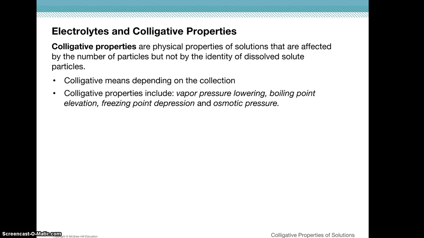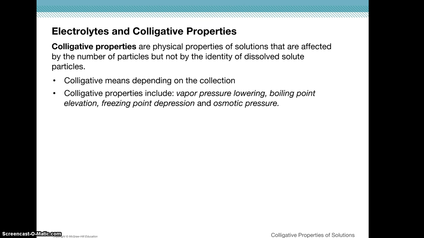Okay, last thing we need to look at in our unit about solutions are called colligative properties. And basically what that means is there are certain properties of solutions that are affected by dissolving stuff in them. So we're going to look at three specific properties: vapor pressure, boiling point, and freezing point. We're not going to worry about osmotic pressure.